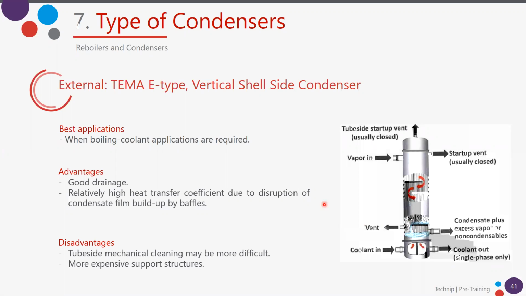And finally, the main disadvantages are that tube side mechanical cleaning may be more difficult, because it is difficult to take out the tube bundle, since sometimes there is not enough space below the exchanger to pull out the bundle. And also the structures are more expensive, the support structures.